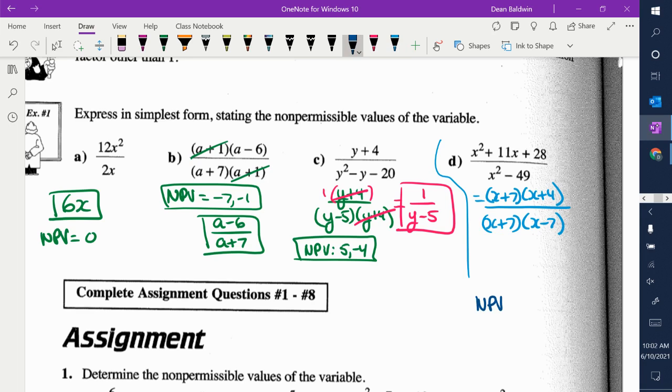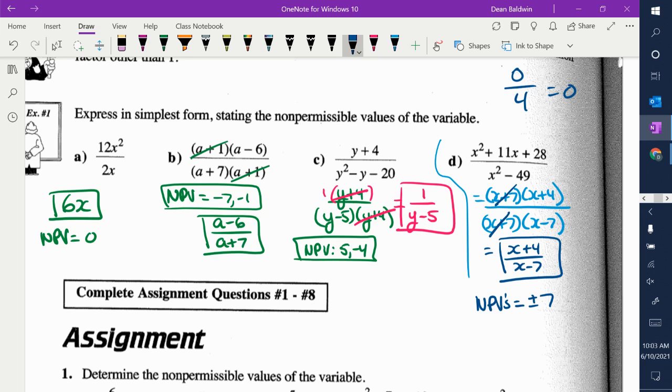NPVs. Positive and negative 7, is that what you said? So you can write plus minus 7, or you could write positive 7, negative 7. Yep. Nope, because if you have 0 divided by 4, that is 0. You can do that, right? You just can't divide by 0. NPVs are only the denominator. What can I cancel? And there you go.